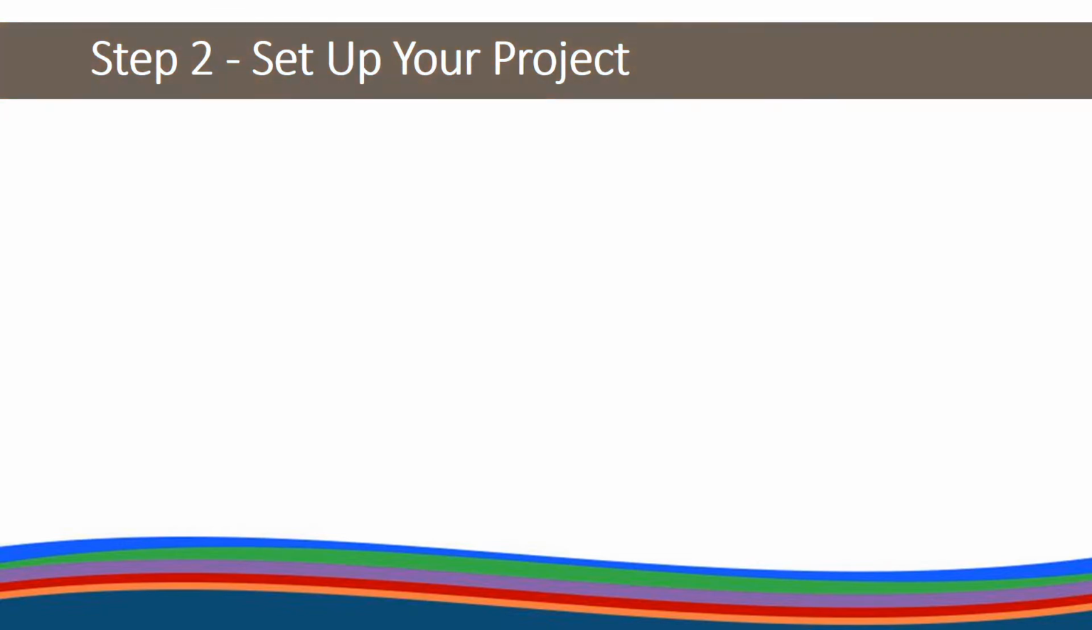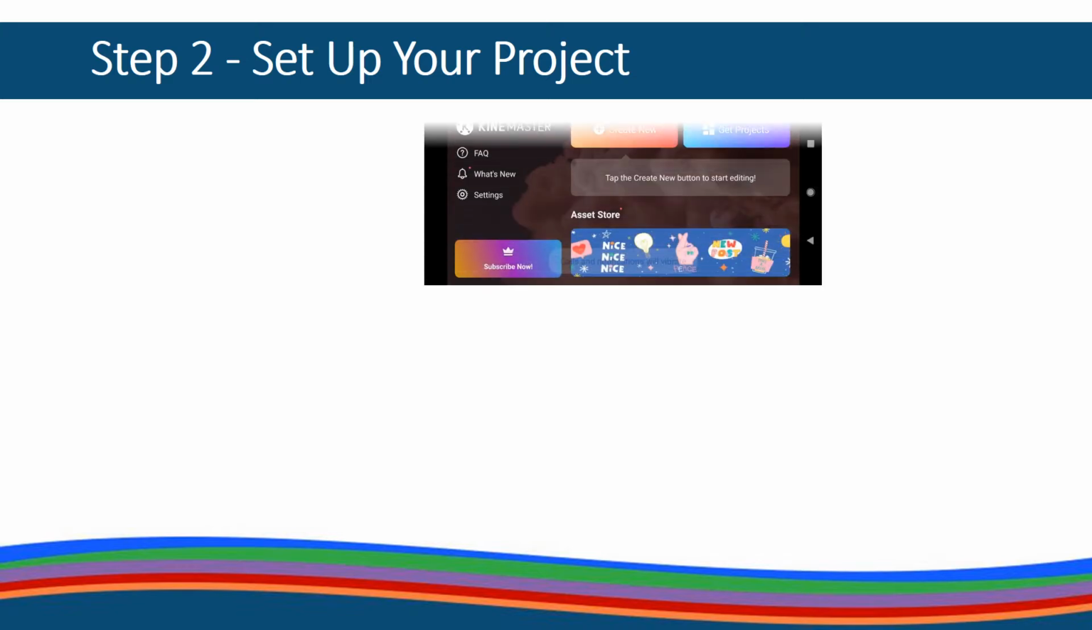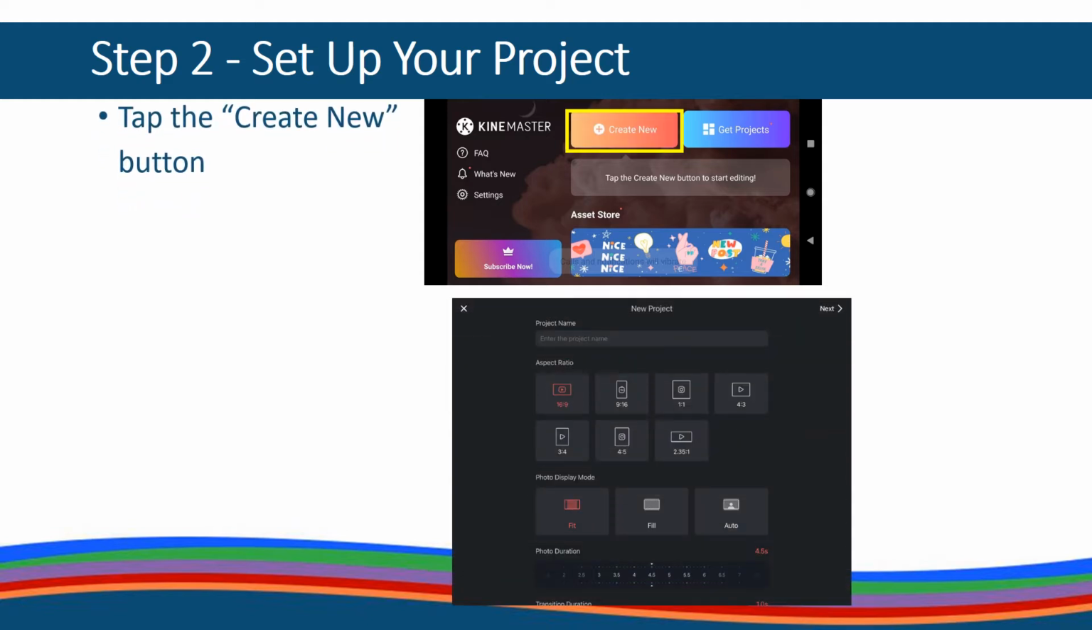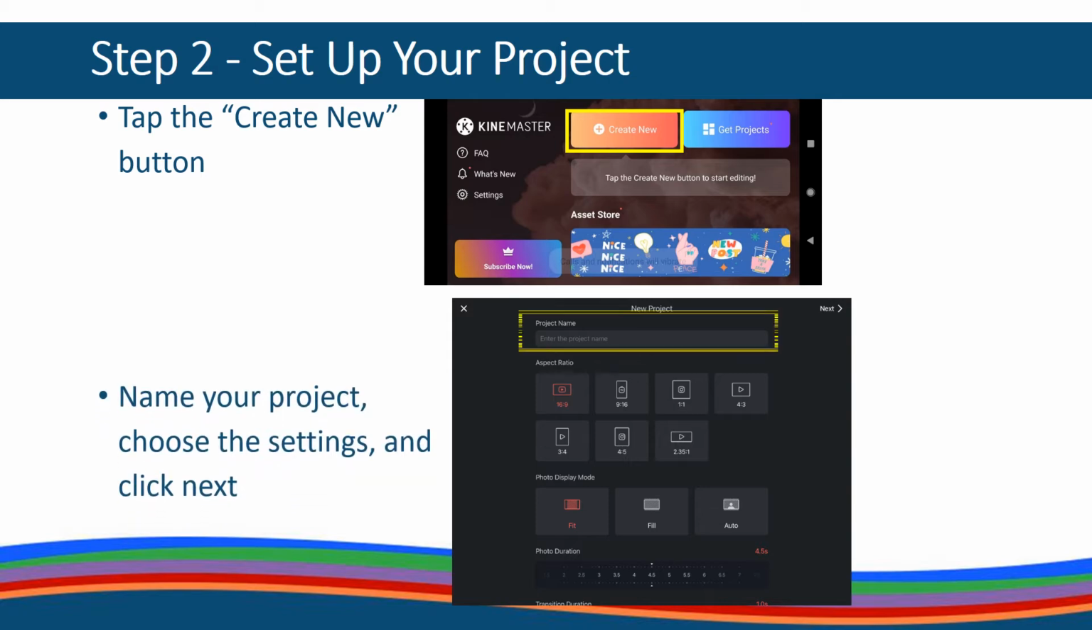Now we're going to set up the project. Once the app has been downloaded and you get through any of the setup or advertising screens, tap on the Create New button to begin editing your videos. Then, name your project and choose any of the settings that will work best for your finished video. The presets that are available are usually suitable for most projects. Be sure to click the Next located at the top right corner to continue your project.